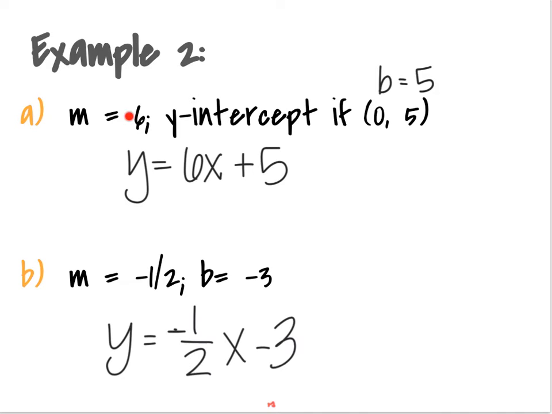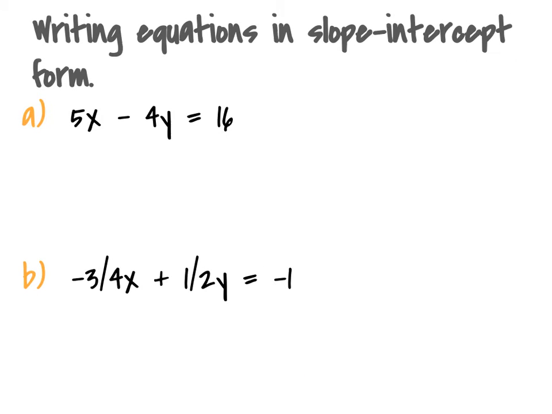Okay, so if you plug in 6 for slope and 5 for the y-intercept, you get 6x plus 5. If you plug in negative 1/2 for slope and negative 3 for the y-intercept, you get negative 1/2 x minus 3.